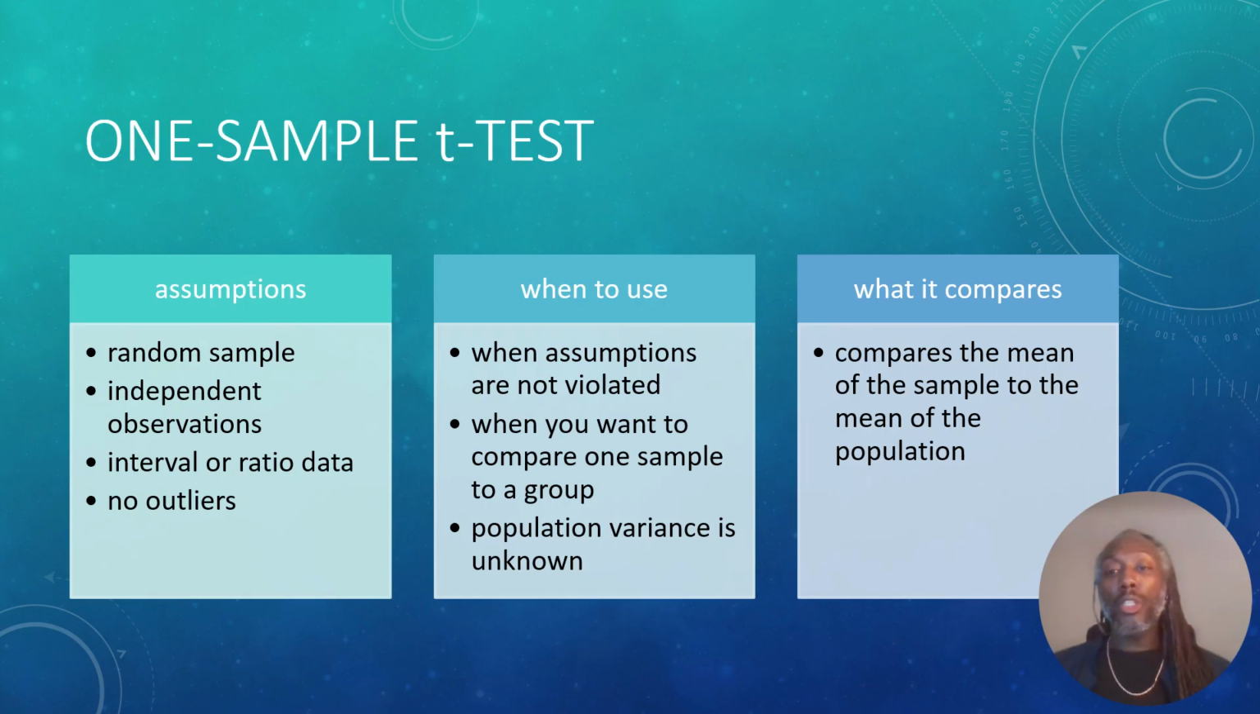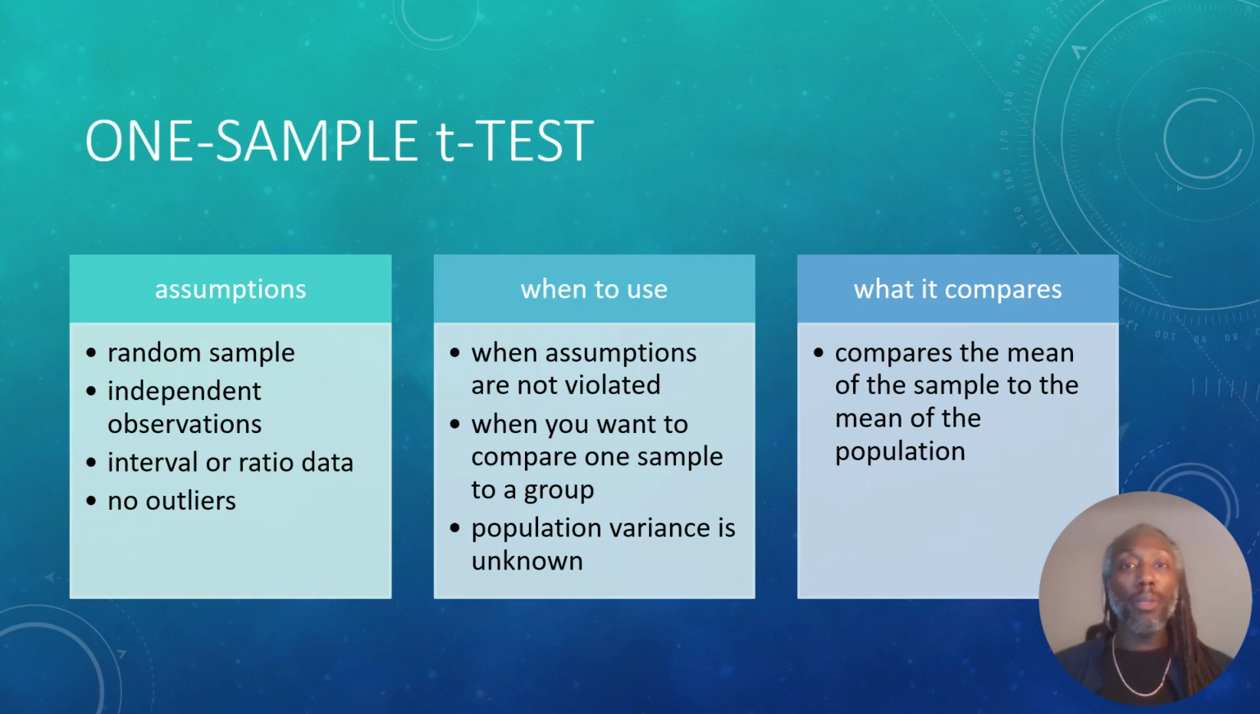But we also need to avoid outliers. So we don't want to have any outliers in our data. That's one thing that was a little different than with the z-test. And we want to use this t-test, of course, when the assumptions are upheld, and when we're comparing one sample to a population, but the population variance is unknown. If we don't know what the population variance is, the best that we can do is to use a t-test, which will compare the mean of the sample to the mean of the population, but it will weight that difference by the standard error of the sample.